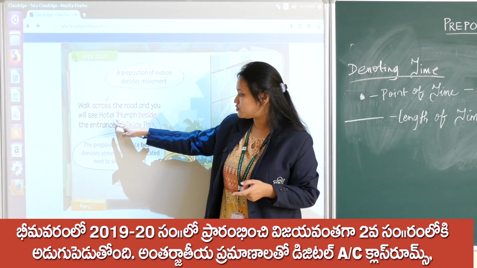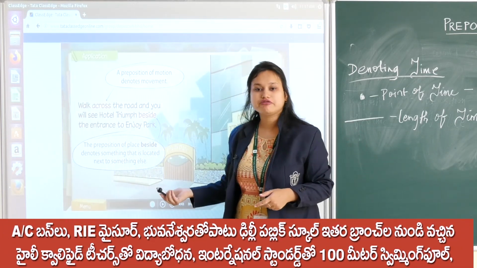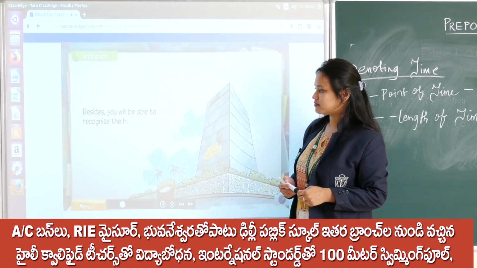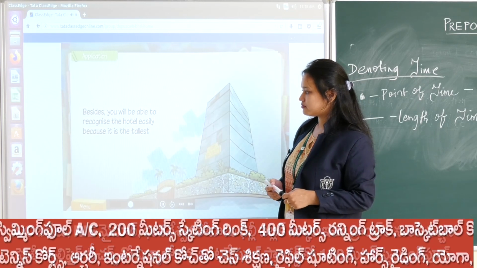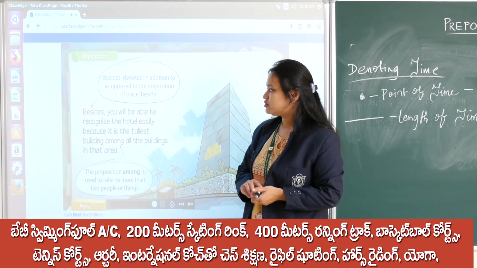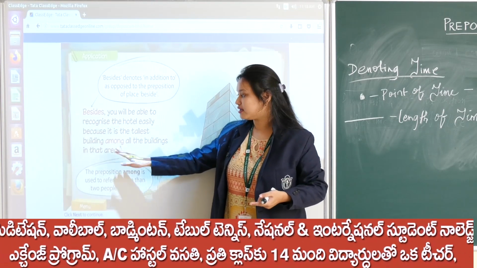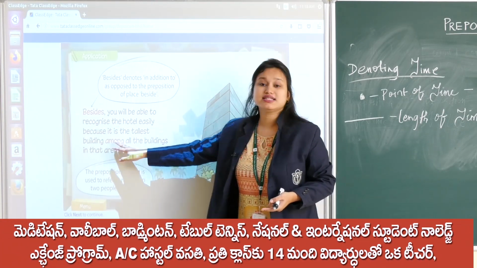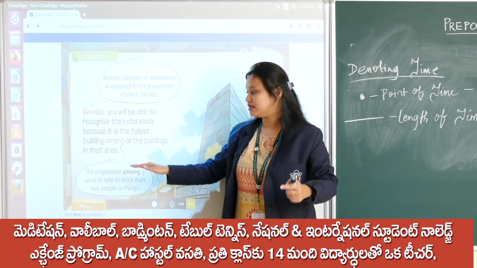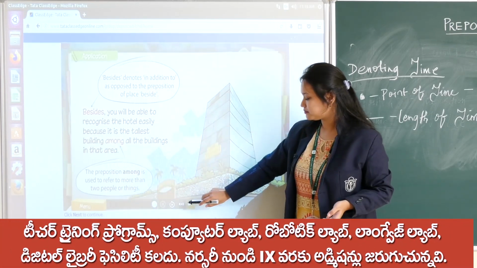And road, triumph, beside the entrance. So beside, I told you, means next to, okay, preposition of place, right? Besides, you will be able to recognize the hotel easily because it is the tallest building among all the buildings in that area. So besides, I told you, means in addition to, right? In addition to something. Building among, it is the tallest building among all the buildings, okay. So there are many buildings, not just two buildings, many buildings. So it is the tallest among the other buildings, right?